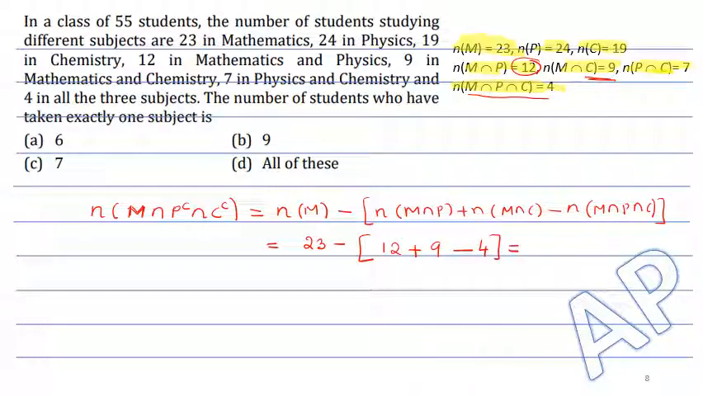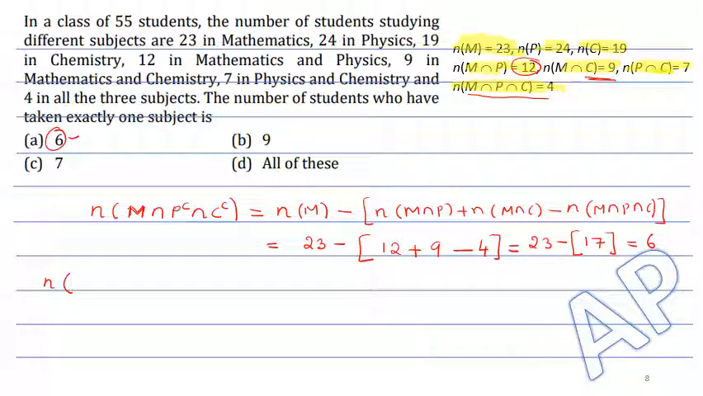This is equal to, we have 23 minus 12 plus 9, which is 21, 21 minus 4 is 17. So 23 minus 17 is equal to 6. So mathematics only 6 ಬರ್ತಾ ಇದೆ ನಮಗೆ, ಇಲ್ಲಿದೆ 6 ಅಂತ ಆನ್ಸರು. ಸೊ ಇಲ್ಲಿ ಬೇರೆನೂ ನೋಡಬೇಕು, ಫಿಸಿಕ್ಸ್ ಓನ್ಲಿ ಎಷ್ಟಾಗುತ್ತೆ, ಕೆಮಿಸ್ಟ್ರಿ ಓನ್ಲಿ ಎಷ್ಟಾಗುತ್ತೆ ಅದನ್ನು ಚೆಕ್ ಮಾಡಿ ಆಮೇಲೆ ವಿ ಕ್ಯಾನ್ ಕನ್ಕ್ಲೂಡ್.